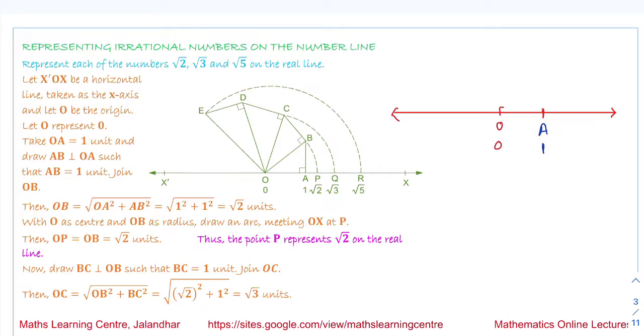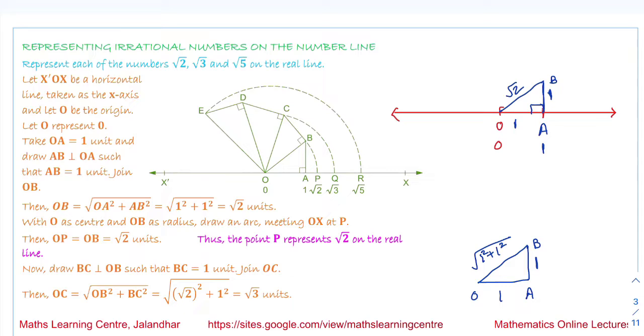When we have done this, the next step is to draw a perpendicular at this point A, and the length of this perpendicular is also 1. So what we have obtained is that OA is of length 1 and this point B is there. This length is also 1. If I join O and B, then using the Pythagoras theorem, the length of OB is the square root of 1 square plus 1 square. So we are saying that this length is square root 2.